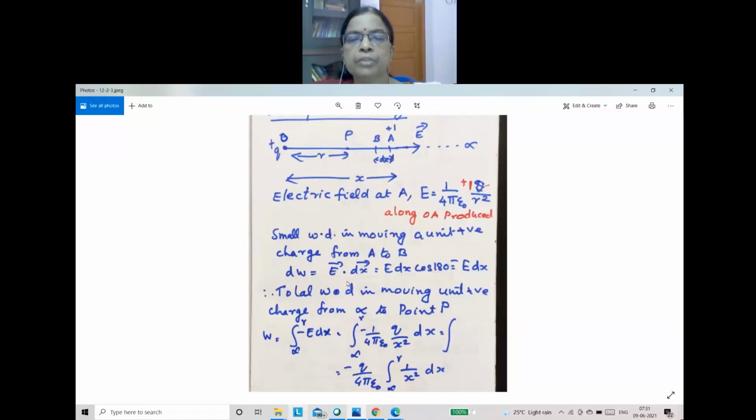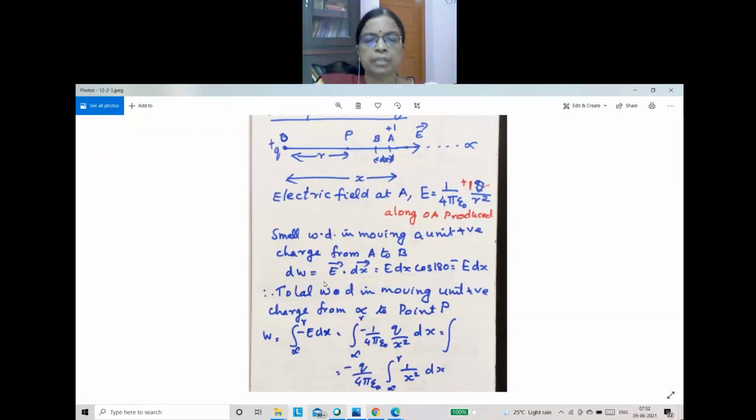When Q equal to 1. Q equal to 1. The formula is F equal to QE. Here Q is not 1 in general, but we are bringing the unit positive charge. So Q is equal to 1. So work done to bring a unit positive charge. Actually, F equal to Q into E. So Q is equal to 1 here. We are bringing the unit positive charge. That's why we wrote here E dot dr.